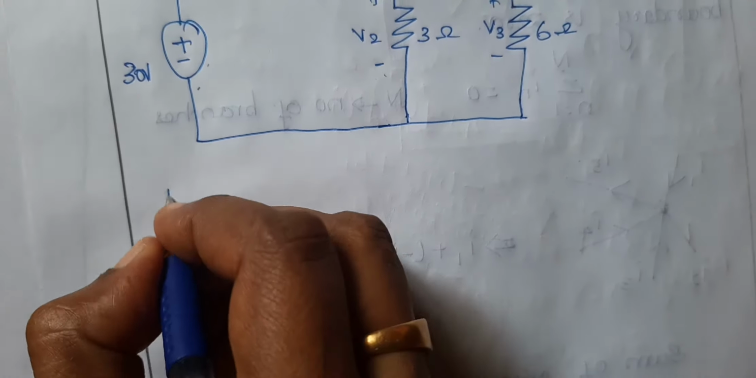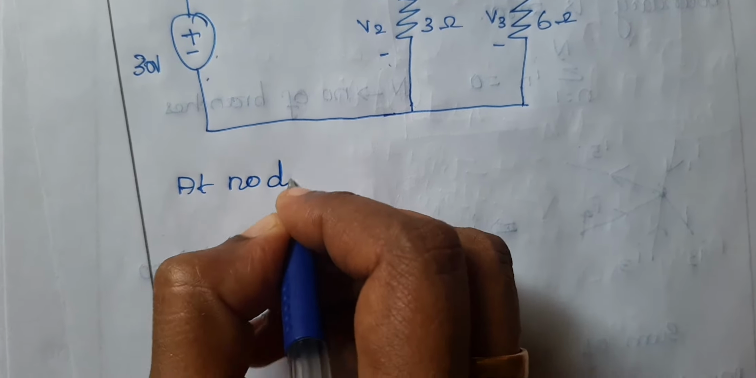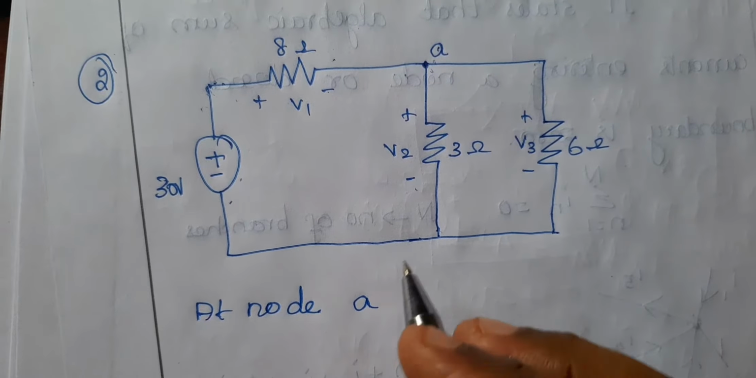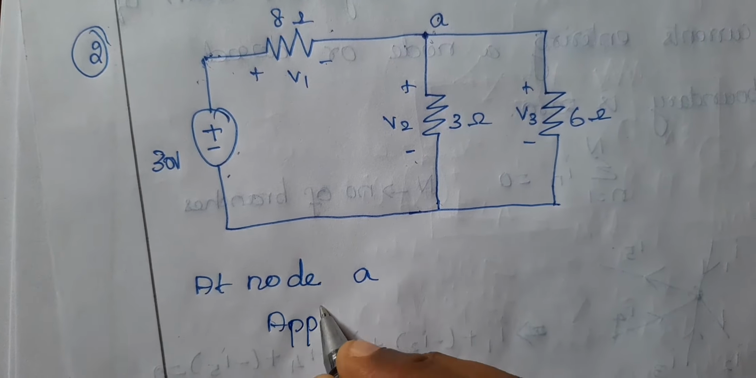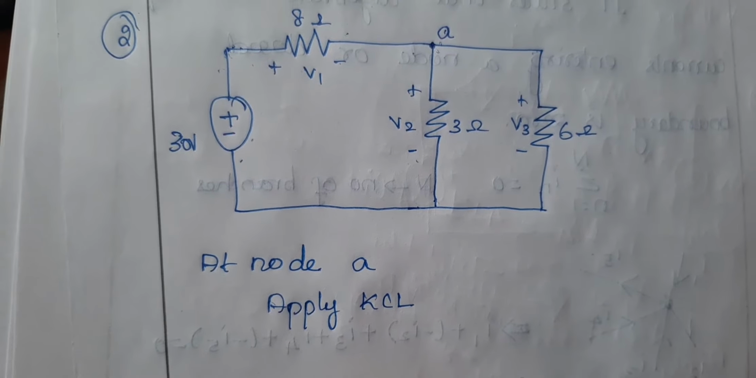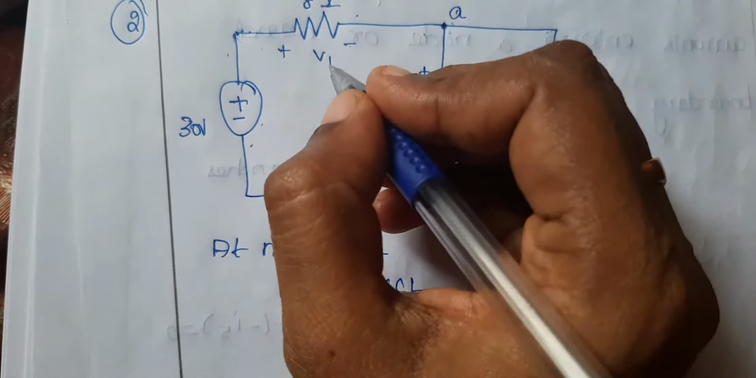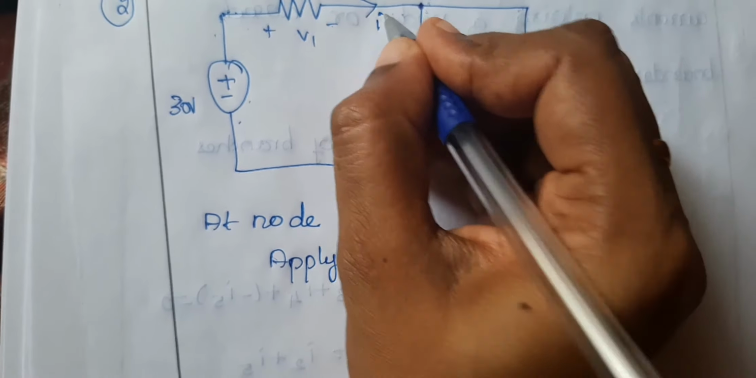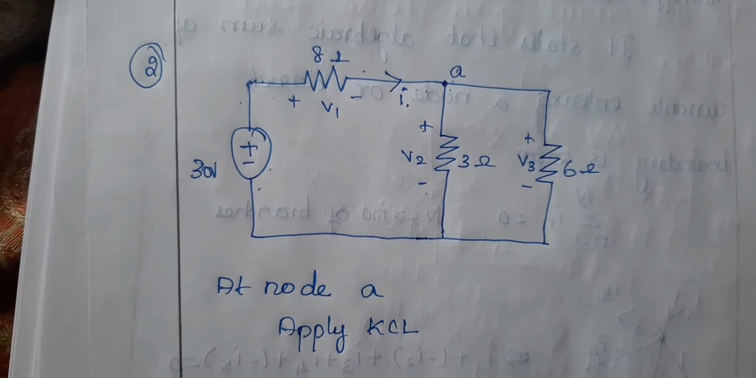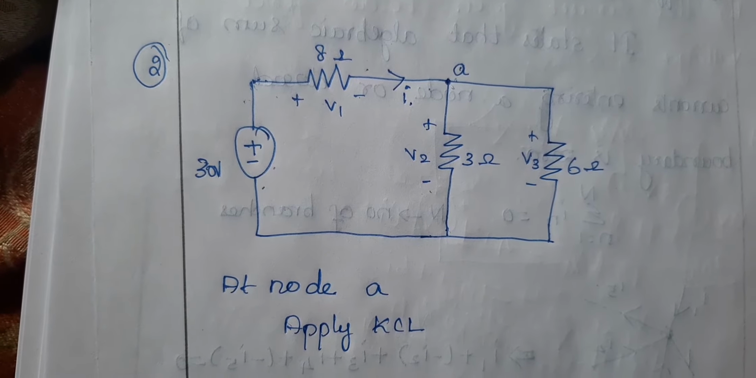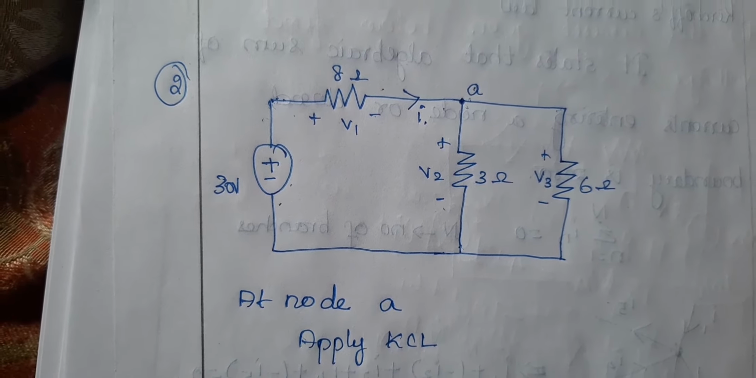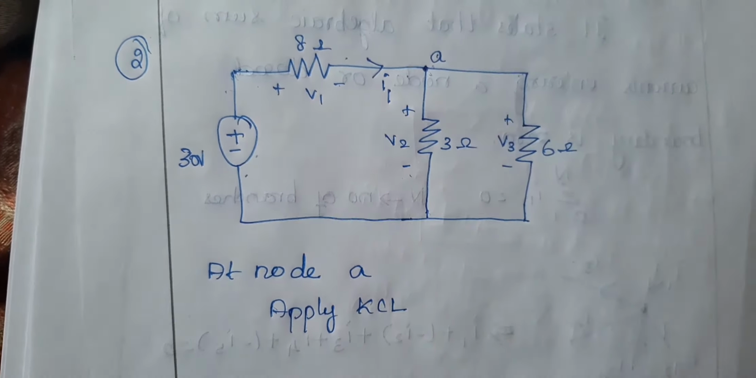Here we can take this as node A. At node A, you want to apply Kirchhoff's current law. So what is Kirchhoff's current law? The sum of the entering current is equal to the sum of the leaving current. So you want to note the current values. You can mark any current as I0, I1, I2, I3. Here you can mark this current value as I1.